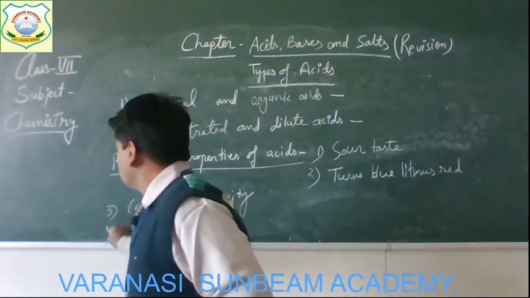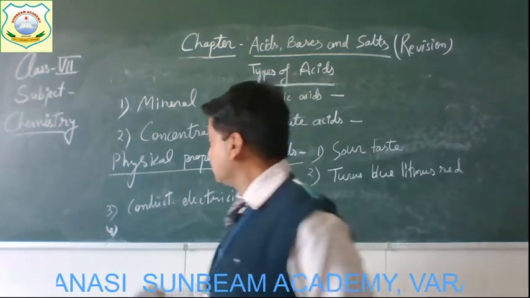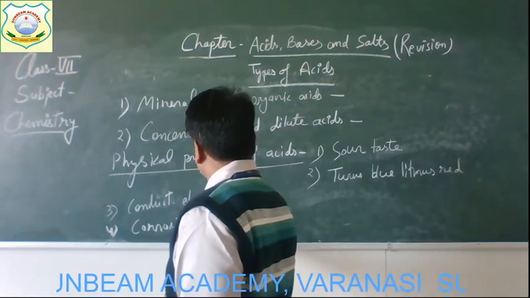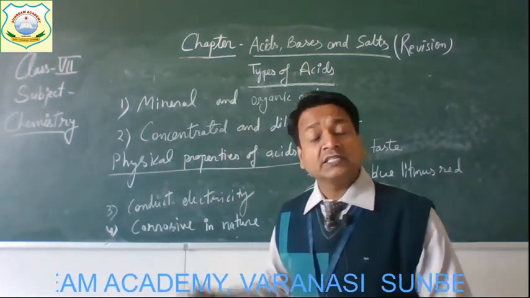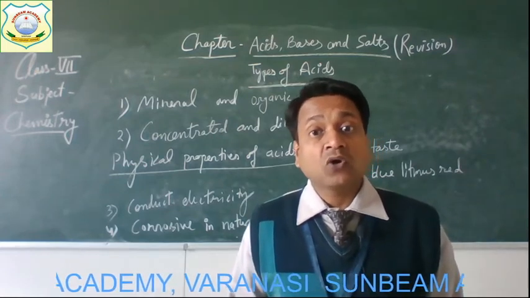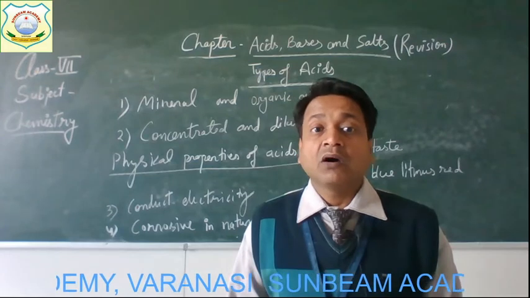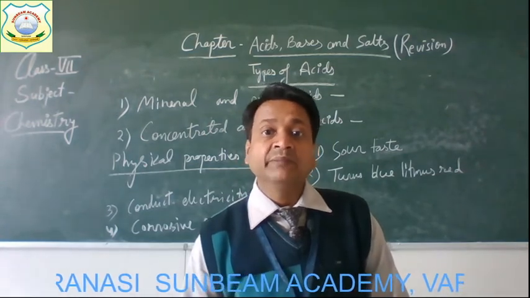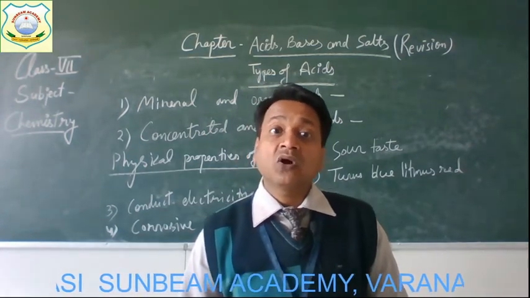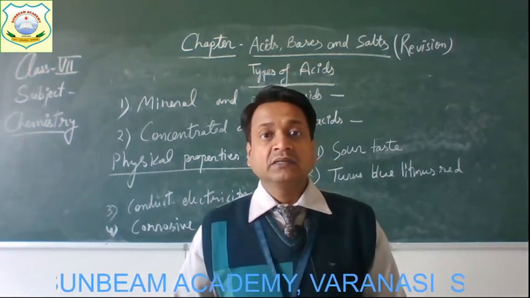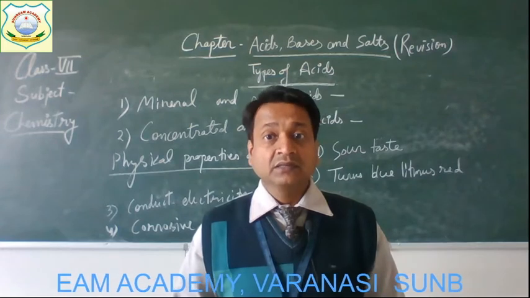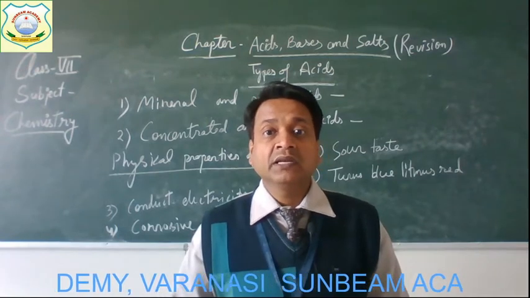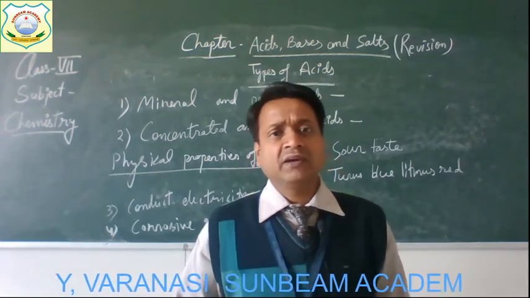And the fourth property is that they are corrosive in nature. Right. So acids are corrosive in nature. It means that strong acids can destroy paper, cloth, or wood. And the acids also corrode metals such as iron and aluminium. And therefore, acids are not stored in metal containers. They are stored in glass containers. Alright. And the mineral acids can cause burns on the skin and therefore should be handled very carefully.